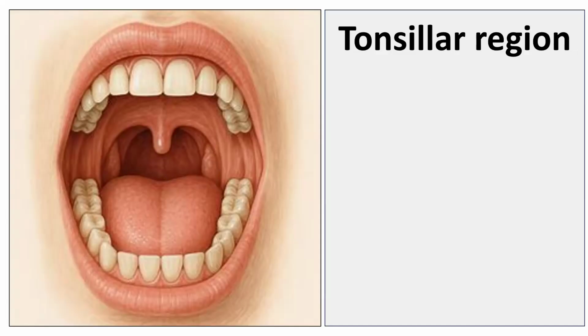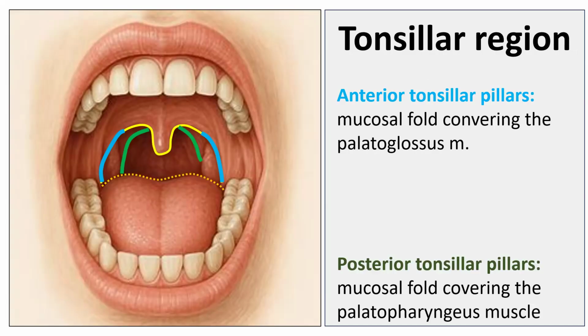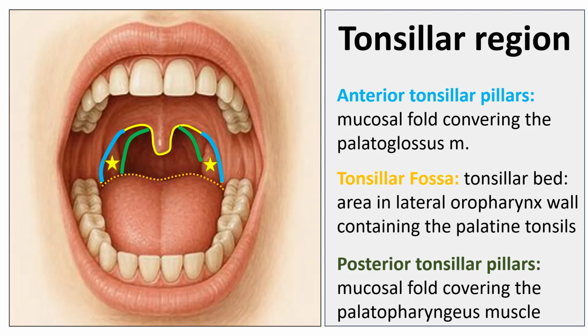You've already seen this illustration, and I've told you then that when you have anterior tonsillar pillars, and what are those? These are basically mucosal folds covering a specific muscle, the palatoglossus muscle. When you have anterior tonsillar pillars, you also have posterior tonsillar pillars. And the posterior tonsillar pillars are also mucosal folds covering a specific muscle, namely the palatopharyngeal muscle or the palatopharyngeus muscle. Then we have a fossa between these pillars, which we call the tonsillar fossa.